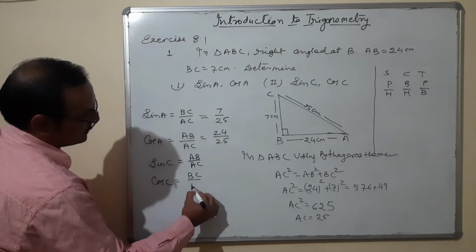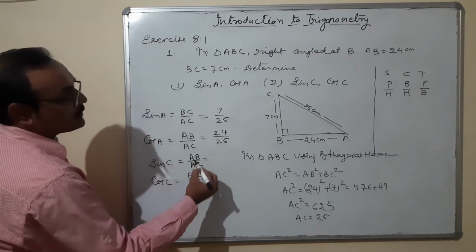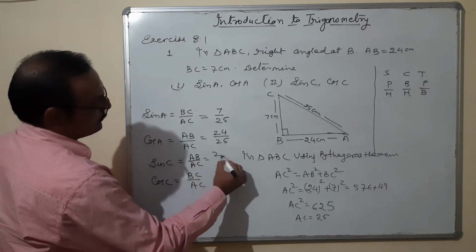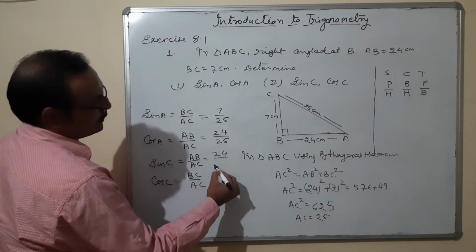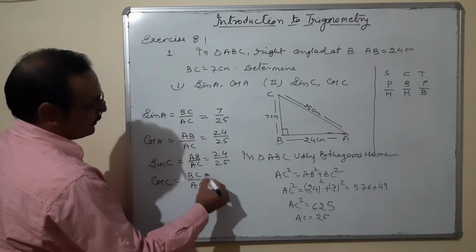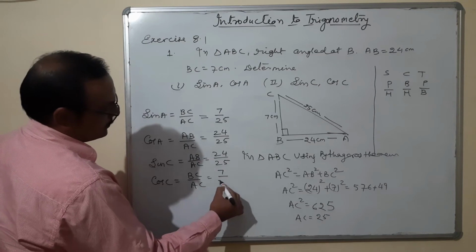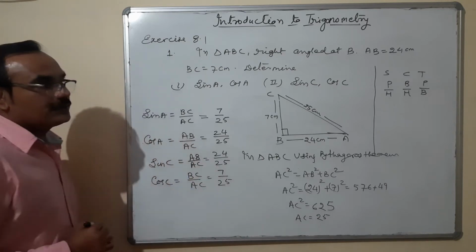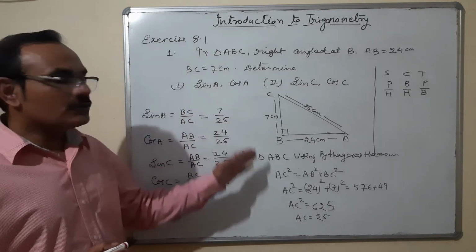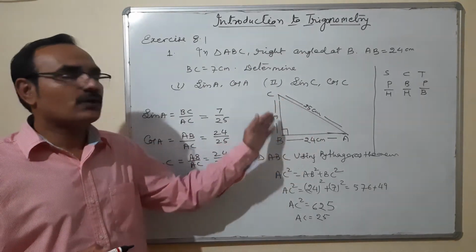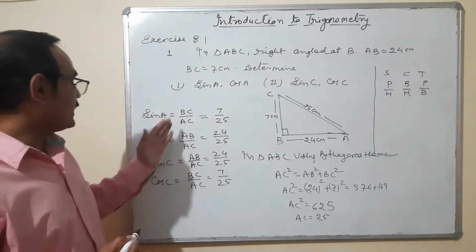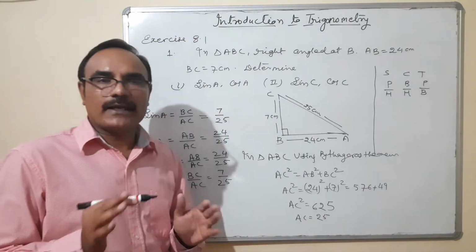BC upon AC. Okay. What is the value of AB? AB is 24 upon AC, 25. The value of BC is 7 upon AC, 25. So these are the values we got. Other values we can also find out, because we know the ratio of all three sides. So sine, cos, tan, sec, cosec, cot, everything.